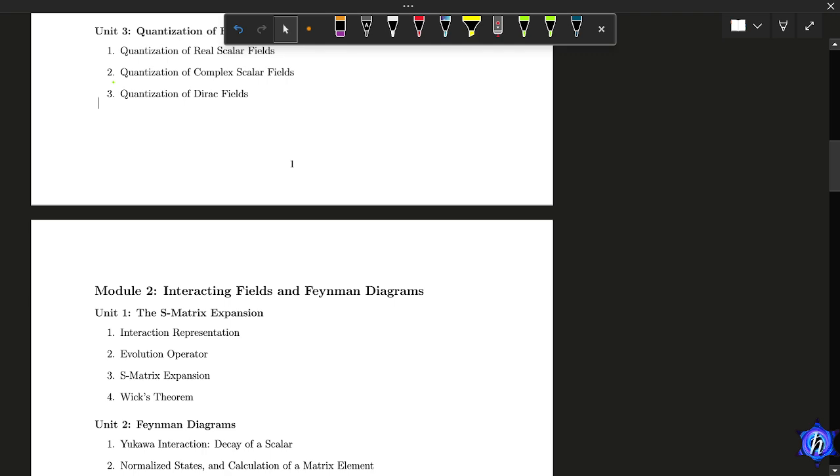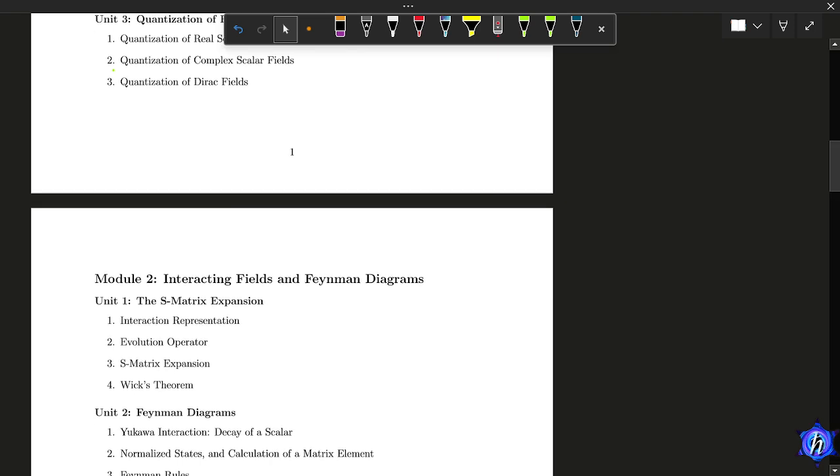Module 2 is interacting fields and Feynman diagrams. You all know what a Feynman diagram is. I mean, if you don't know, you might have heard about Feynman at least. Now the S-matrix expansion. In this unit, we are going to cover the interaction representation, then we'll derive the evolution operator, and then we'll define the S-matrix expansion through this evolution operator. Then we'll move on to Wick's theorem. Wick's theorem is very important as we move along in quantum field theory.